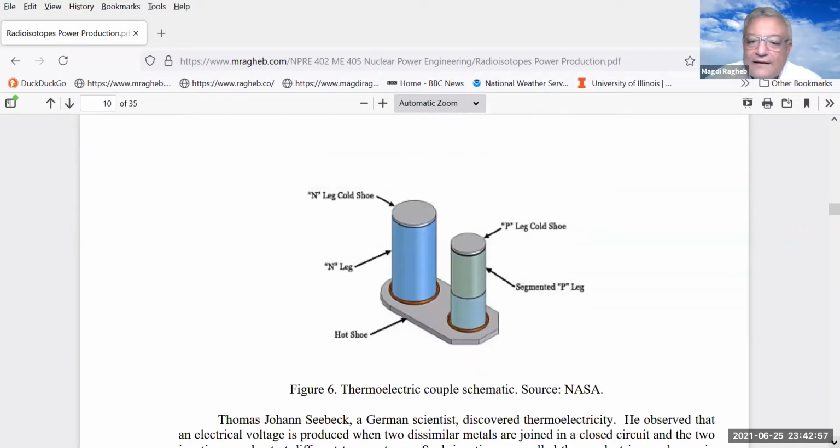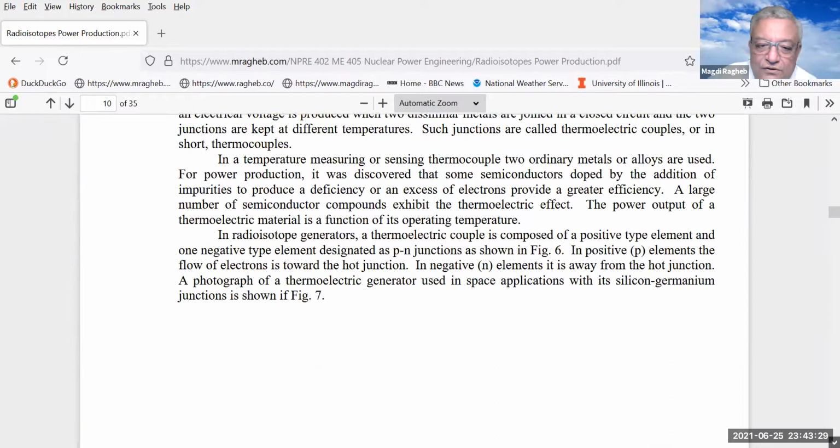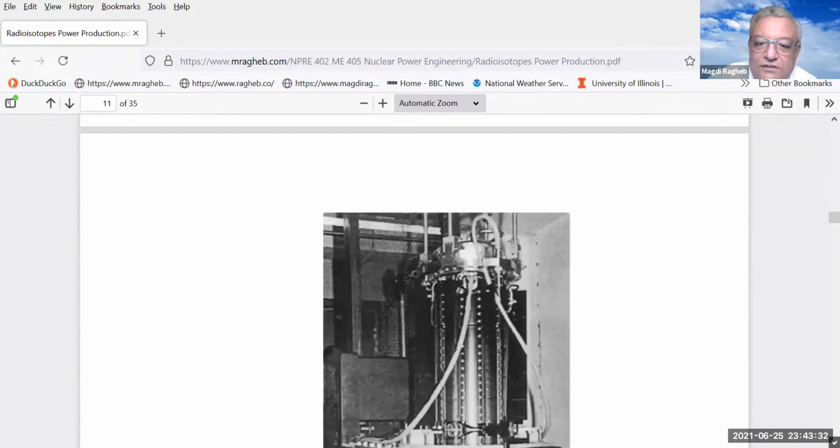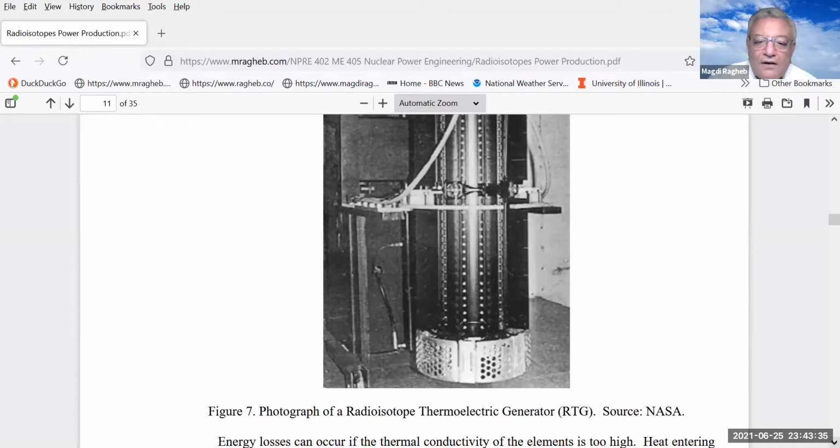And the way it would look as a schematic from NASA, you had the hot shoe here. That would be the plutonium-238 isotope, or if it's in the Soviet Union, it would be the strontium-90 isotope, or other isotopes for other applications. You have the N leg here, and you have the P junction. Those two junctions are coupled to a radiator. The radiator radiates the heat into space and provides the cold junction, and the current flows between the cold and hot junctions. So this is an actual picture of a radioisotope thermoelectric generator from NASA.